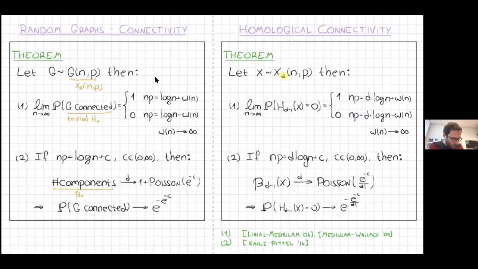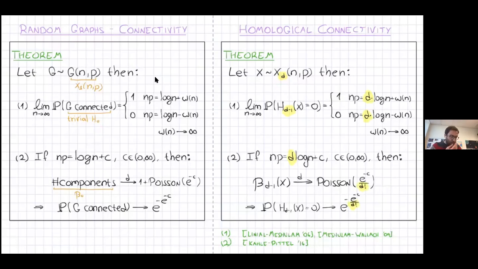So here we have a random d-dimensional complex, and then we have a phase transition just as before. There we had a one-dimensional complex, and the phase transition was for H0. Similarly, here we have a d-dimensional complex, and we have a phase transition for the homology in dimension d-1. And the phase transition is very similar. The only difference is that now we have d log n instead of log n. And similarly, also the second part, the Poisson limit, can be proved. Again, we have the d log n and the d factorial here. But these are the main differences.